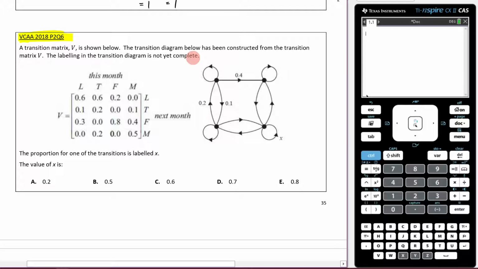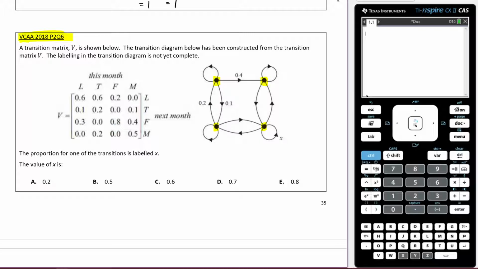Okay, so as you can see, we've got this month, next month, we've got this transition matrix here. We've got LTFM, and obviously that LTFM is each of these dots here, but we don't know which of these is LTFM. So to figure out the proportion from one of the transition matrices labeled X, what's the value of X? We need to figure out what X is here. Well, we're going to have to figure out what is L, T, F, and M here. What are each of these going to be?